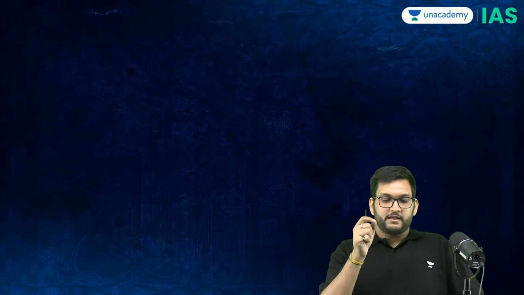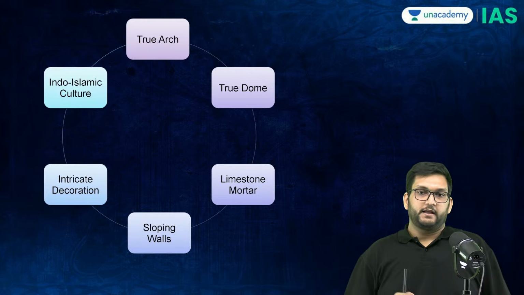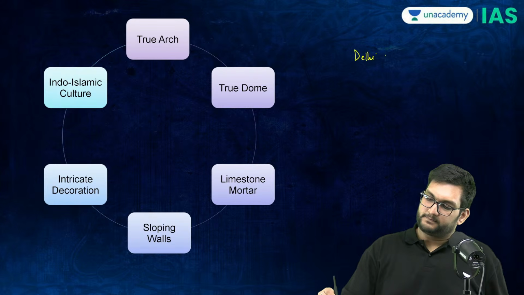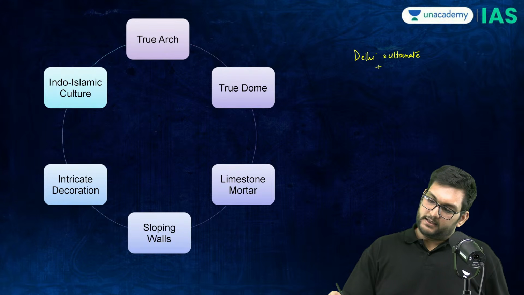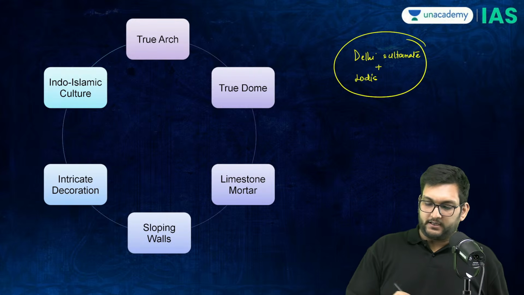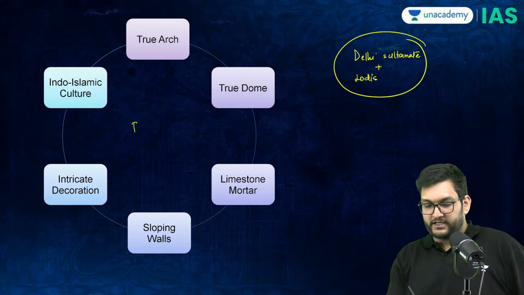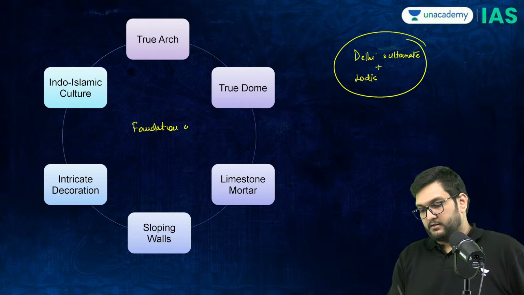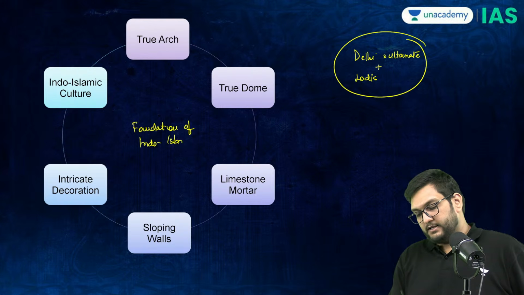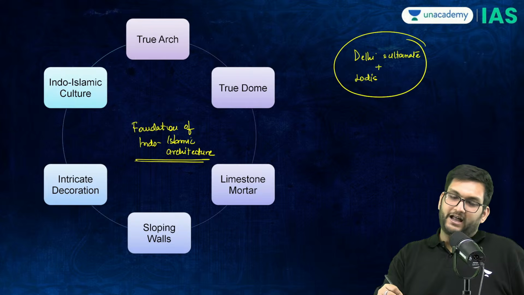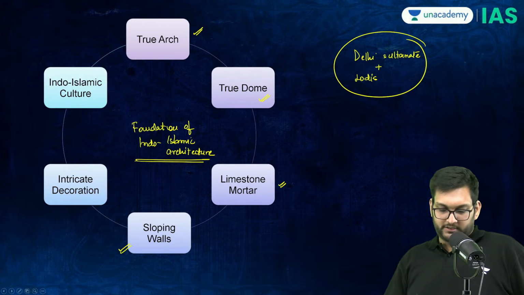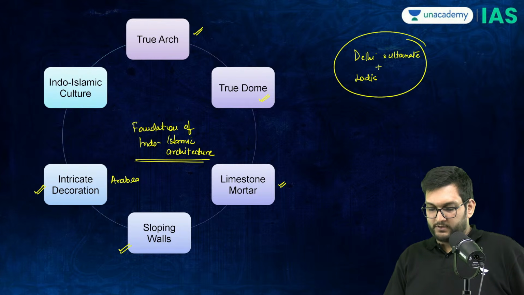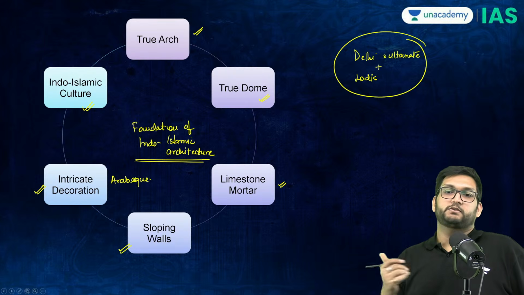So before the Mughals come through, the Delhi Sultanate and the Lodhis together will settle or create the foundation of Indo-Islamic architecture, in which true arch was already there, true dome was already there, limestone mortar was already there, sloping walls had already been sorted, intricate decoration, which is arabesque, had already been sorted. Indo-Islamic culture was becoming mature enough.